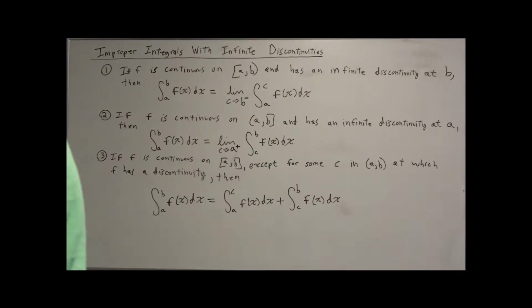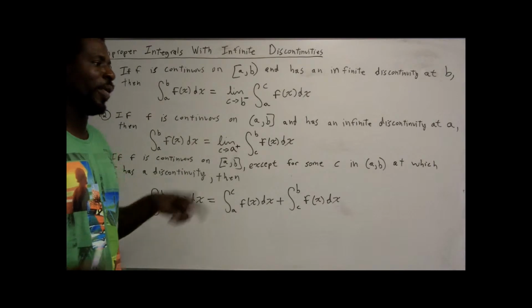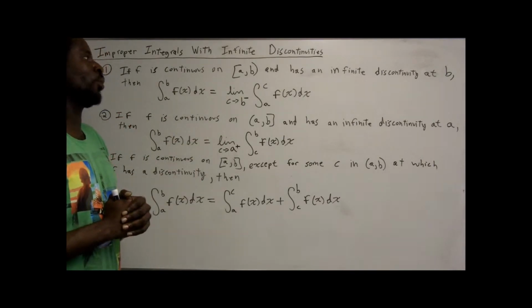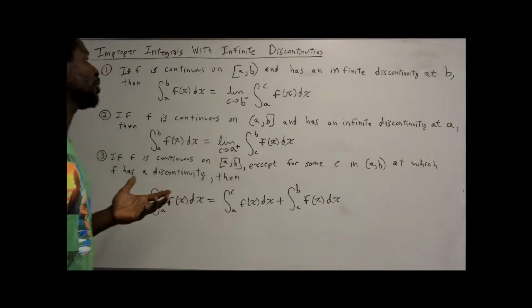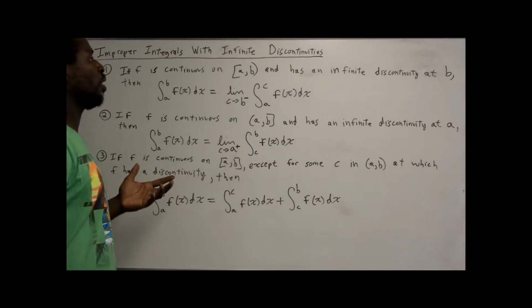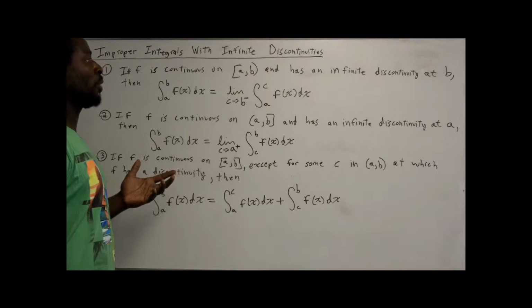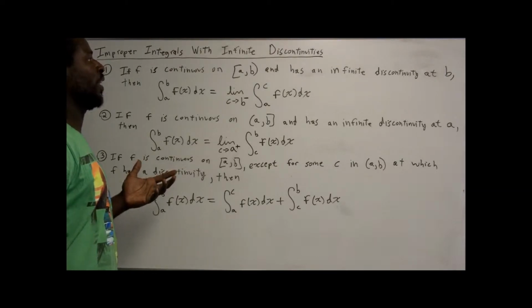Alright, now we'll take a look at improper integrals with infinite discontinuities. Now, an infinite discontinuity is basically a vertical asymptote. So we're basically looking at integrals that involve vertical asymptotes on the interval on which we hope to integrate.